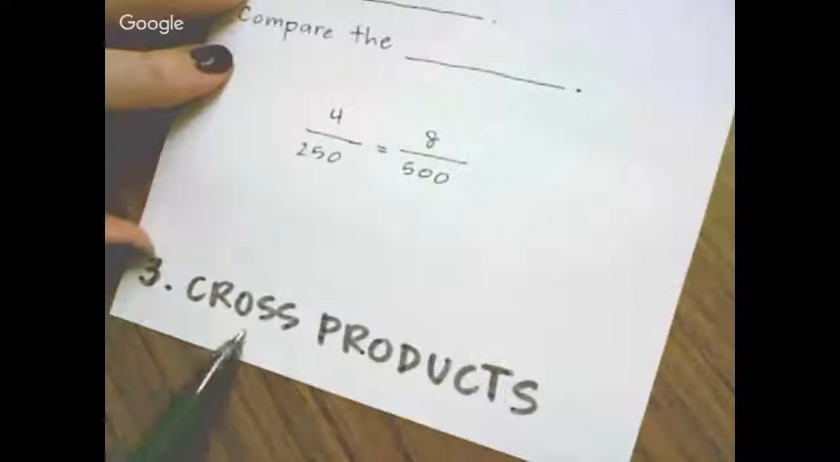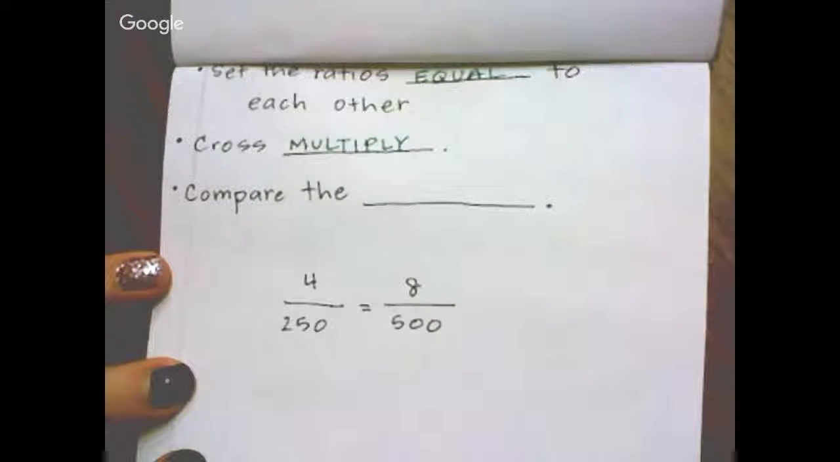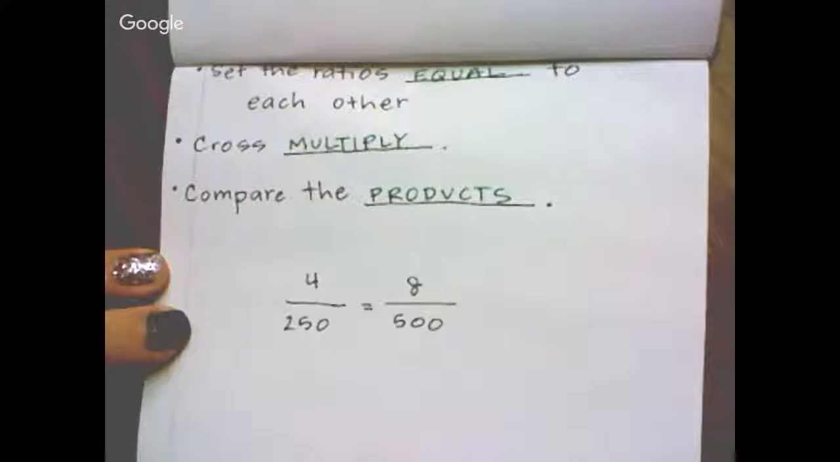And then the third way is to use something called cross product. So what we do, we set the ratios equal to each other. And then we cross multiply and then compare the products. So you may have seen this like the heart method or the butterfly method.